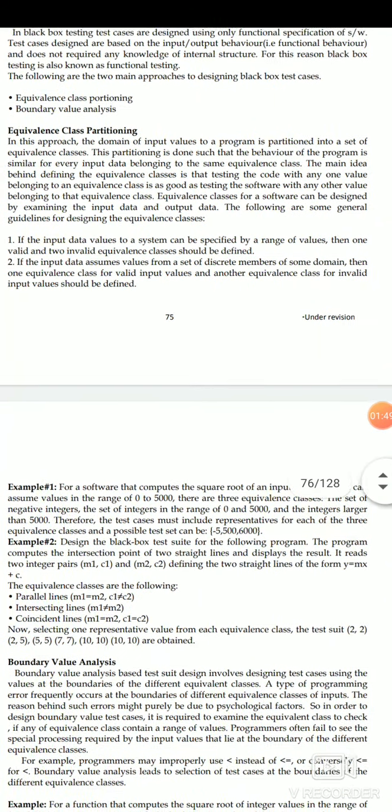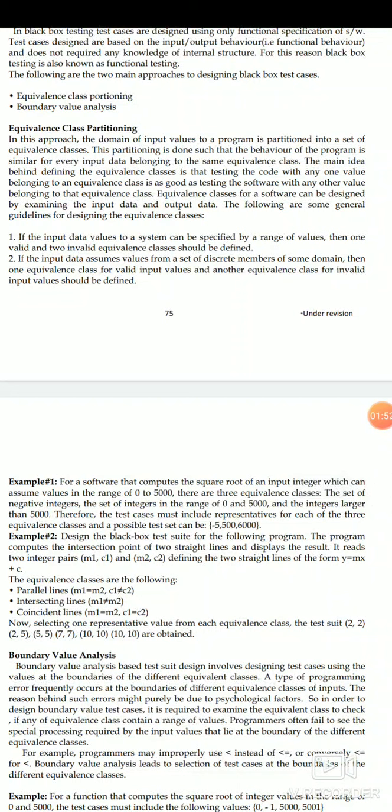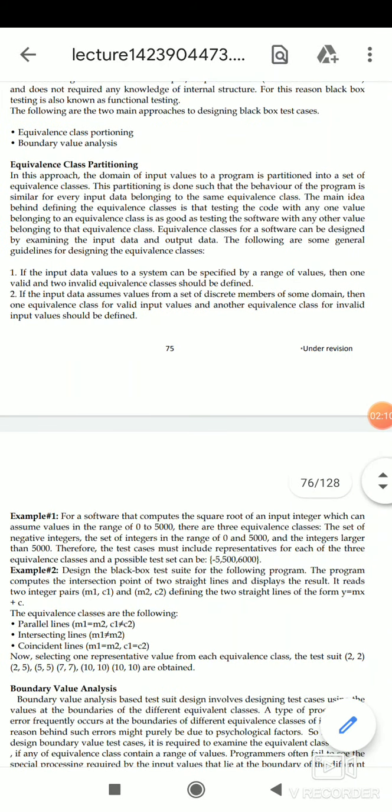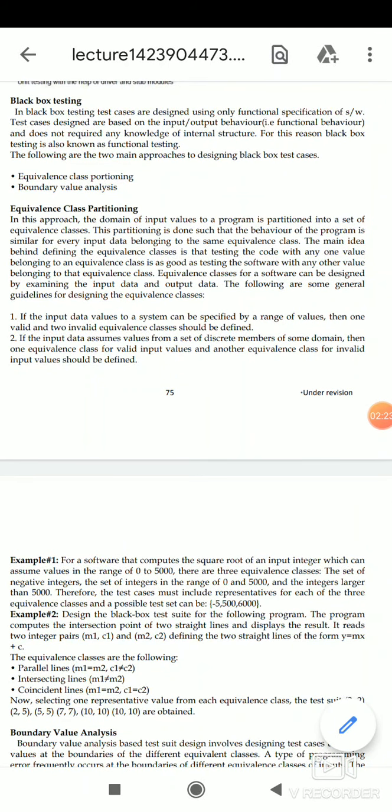Now, there are certain guidelines that can be followed for designing the test cases for equivalence class partitioning. If the input data values to a system can be specified by a range of values, then we can take one valid value and two invalid values, which will be equivalent to testing the system with the whole range of values. Now, if the input data assumes values from a set of discrete members of some domain, then one equivalence class for valid data inputs and another equivalence class for invalid data inputs can be defined.